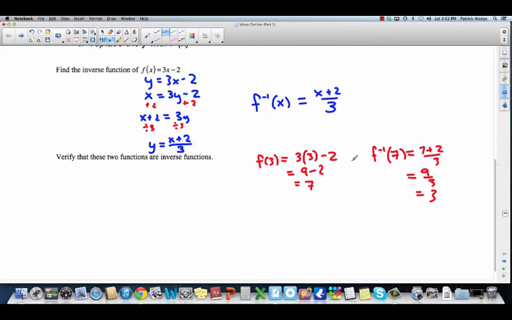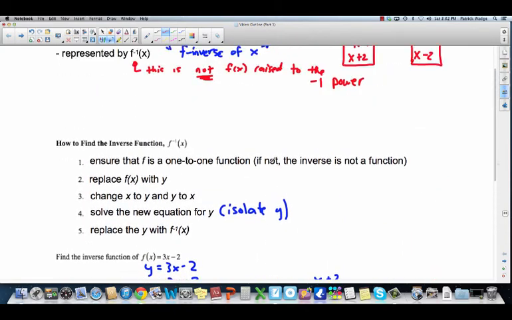So at this point, some people say, yay, I've proven that these are inverse functions. But you haven't. What you've proven is that they're inverse functions for the number, the input 3. But that doesn't mean that it works for every single number. And we don't have time to go through every single number because there's a lot of numbers. So how do we do this? Well, here is how we prove that two things are inverse functions.